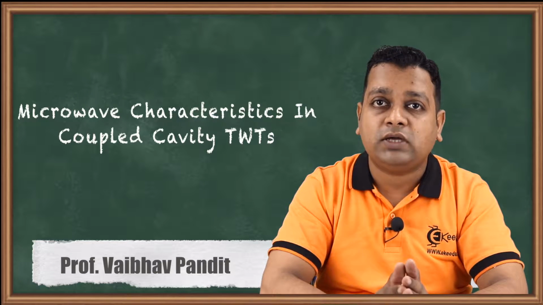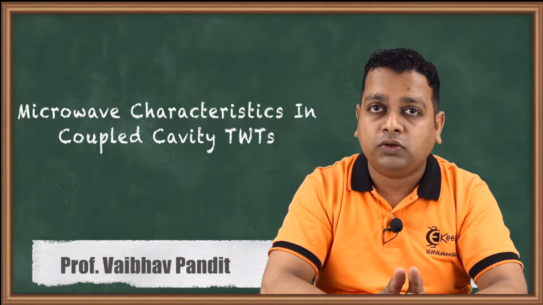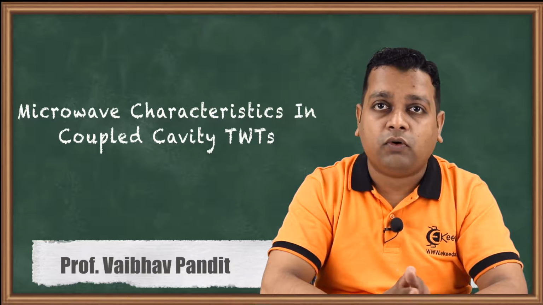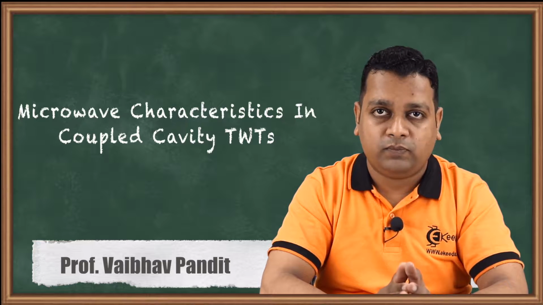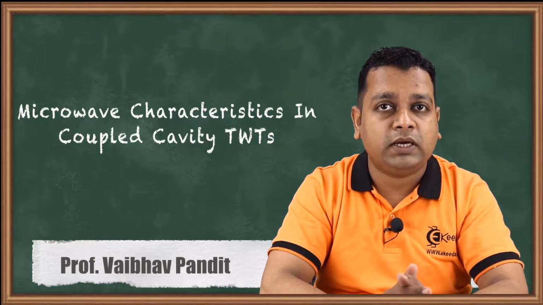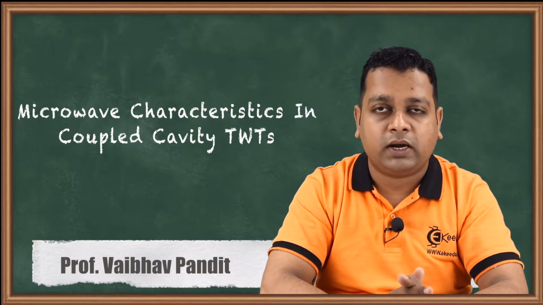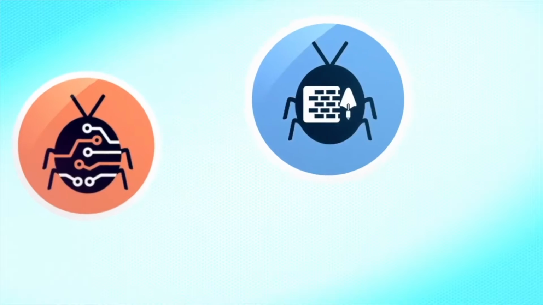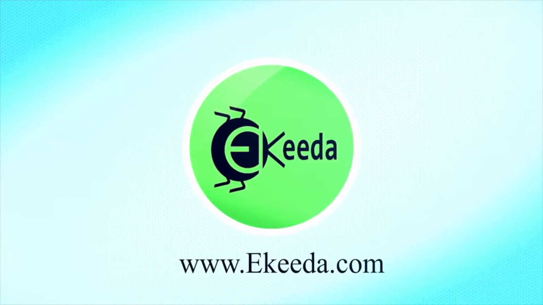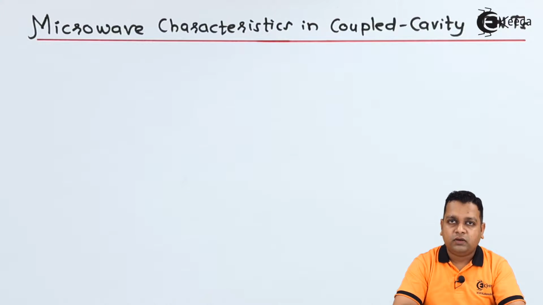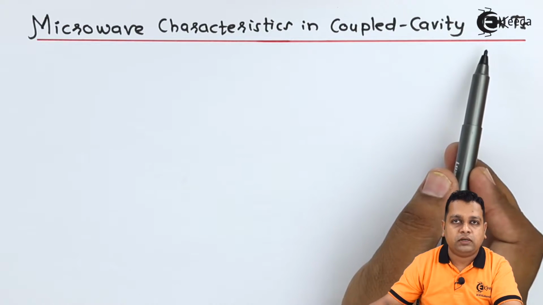So all these devices have worked on the principle of velocity modulation, and after that we have gone through the understanding in the previous video for the coupled cavity traveling wave tubes for the purpose of achieving higher power. So for high power applications, these coupled cavity TWTs are used. Let us see the microwave characteristics. So here we start with our topic, microwave characteristics in coupled cavity TWTs.